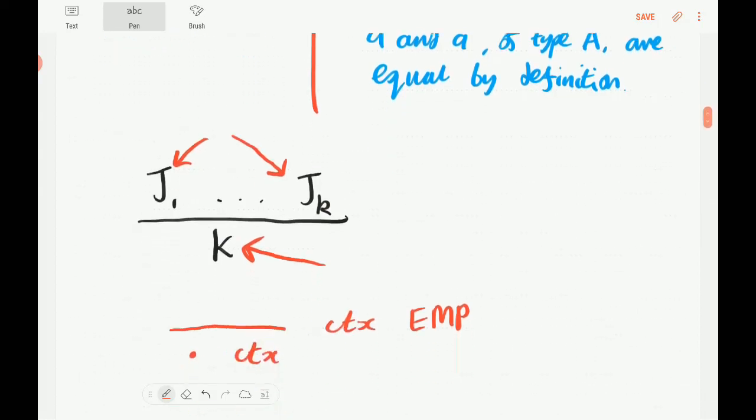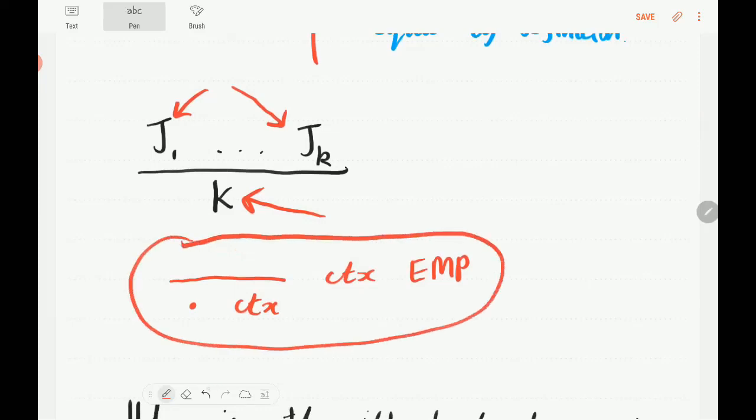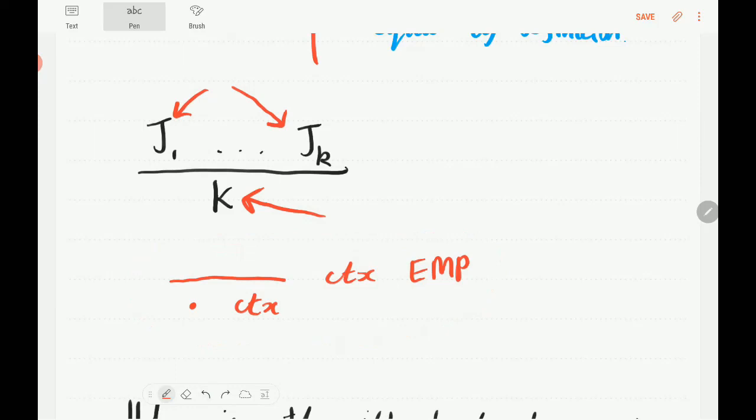Right, so I like to write these primitive inference rules, these axioms or rules of our game, in red like this. So this is our first rule for our theory. And it's called CTXEMP, or the empty context rule. And so all this rule is saying is that the empty context is a well-formed context. Okay, so let me try and parse this a little bit.